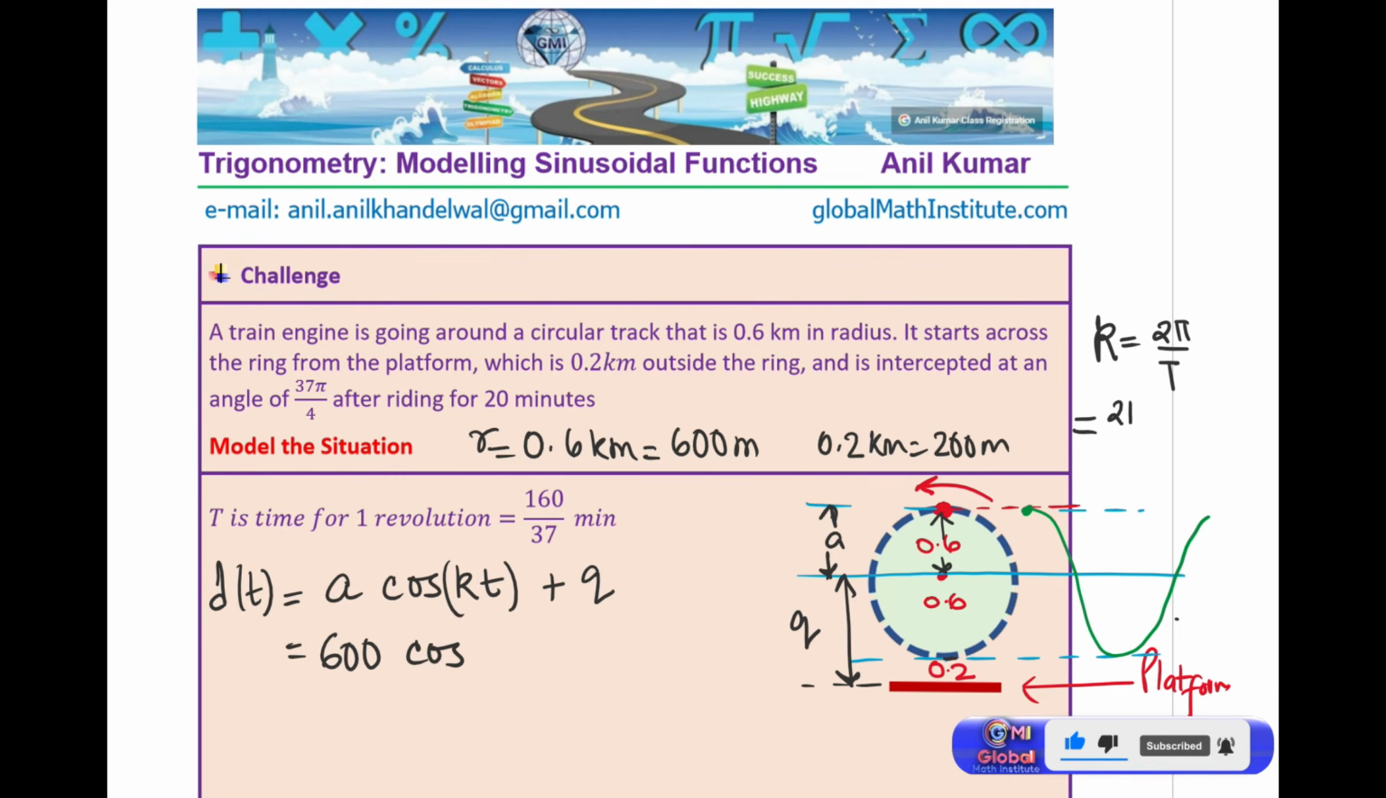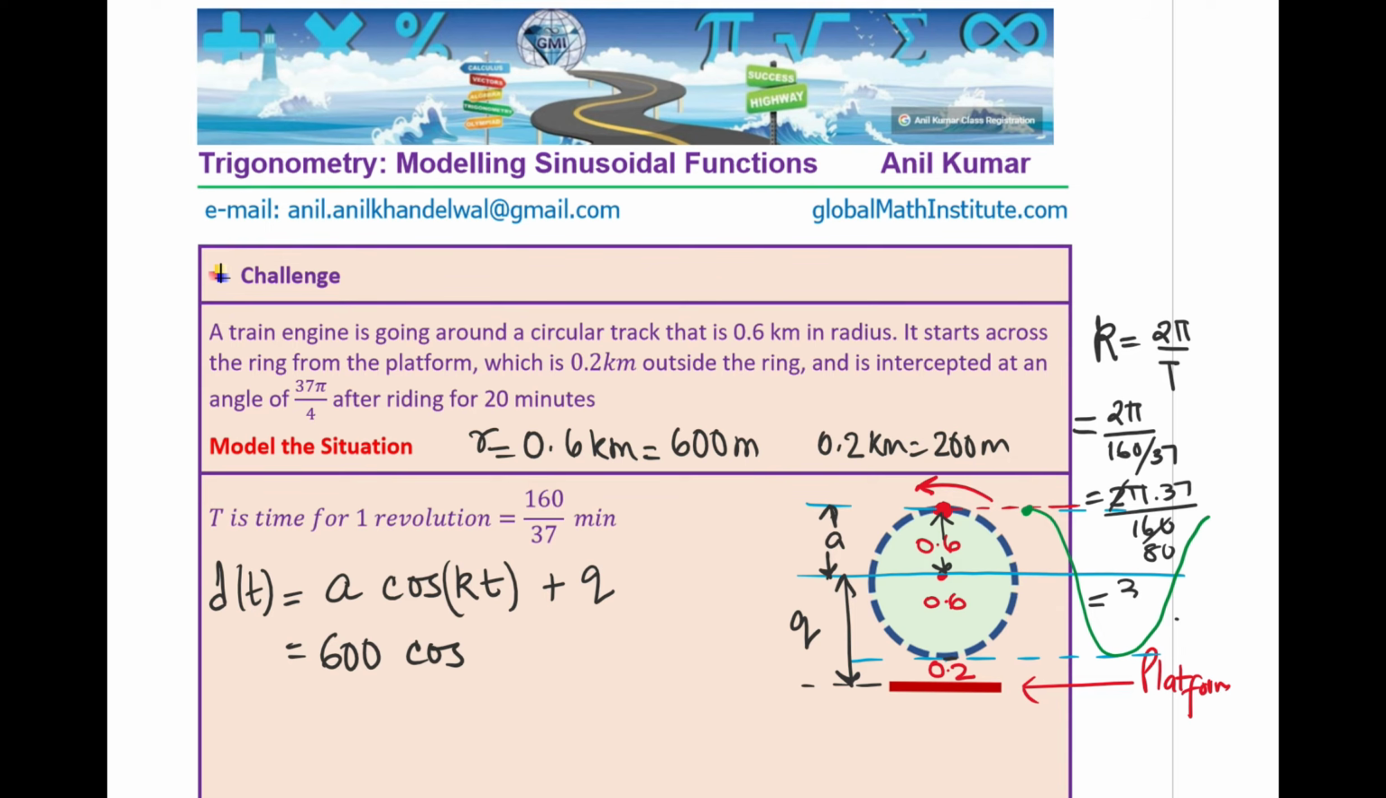So it is 2 pi over 160 over 37, correct? So that becomes the value of k, which I can always write as equal to 2 pi times 37 over 160, correct? Simplifying, cancelling 2 with this as 80, I can write this as 37 pi by 80.